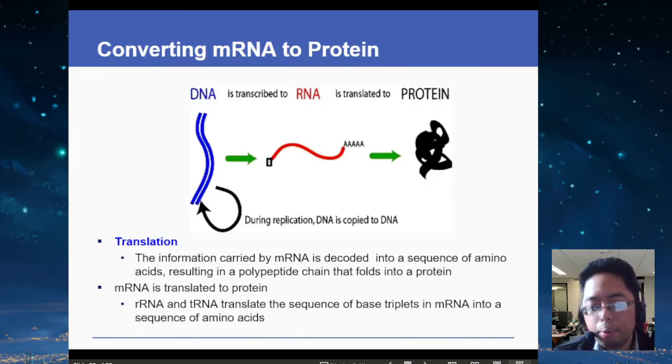So, converting mRNA to protein. As you can see here, this is what you call the central dogma: DNA to RNA to protein. From RNA to protein is a little bit different. We call it translation. So you have that recipe, and it's now time for you to make that cake.